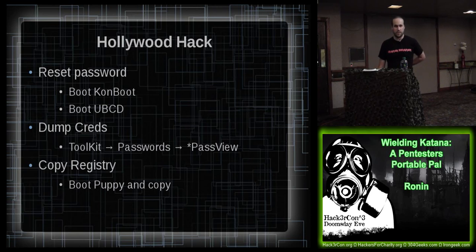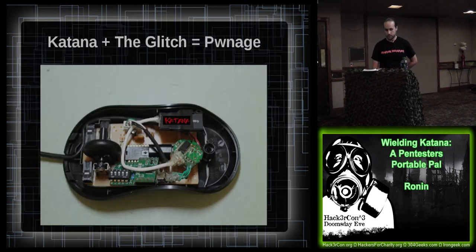Copy the registry. If you just want to screw with stuff later, you boot into Puppy because it'll boot very quickly, copy over the registry to a disk, and then reboot and leave the system as it was, so then offline you're able to play around with it a little later on.